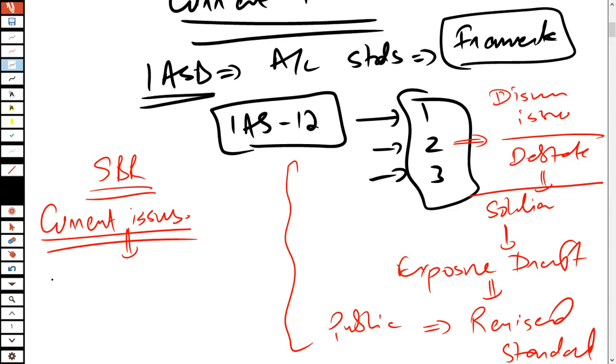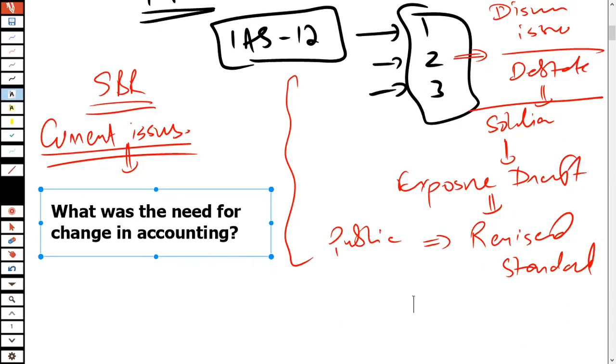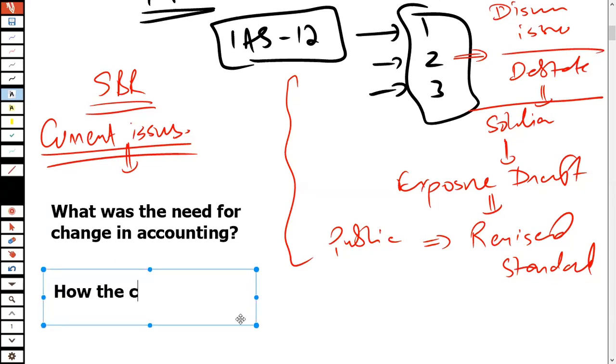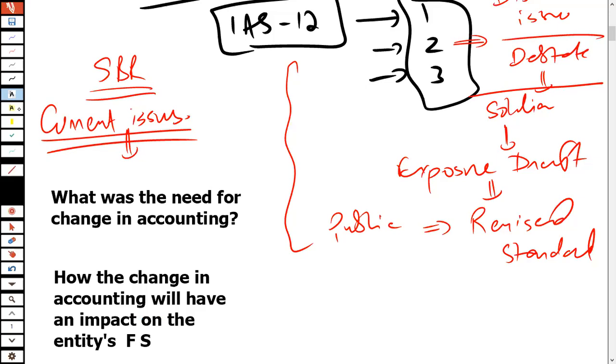the examiner usually tests you on two types of question. And what are those two types of questions that are usually tested? What was the need for change in accounting? That is usually one of the very common questions that students are asked: what was the need for a change in the accounting? And another specific question that is asked is how the change in accounting will have an impact on the entity's financial statements. So that is another thing that the examiner usually examines. So basically the number one thing is, what was the need for the change in accounting?